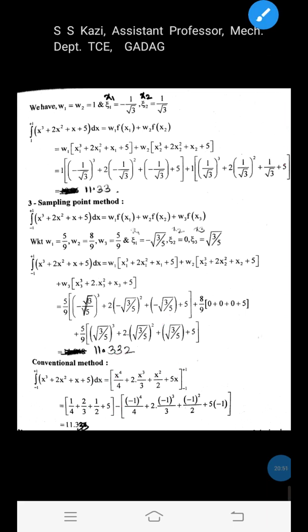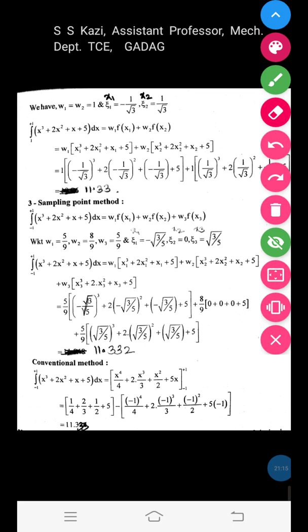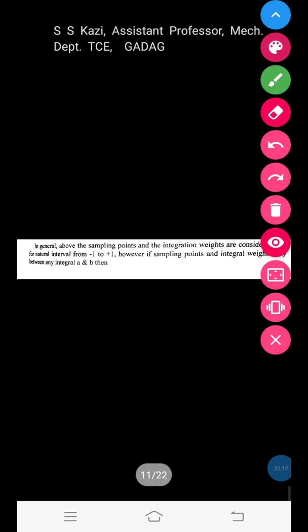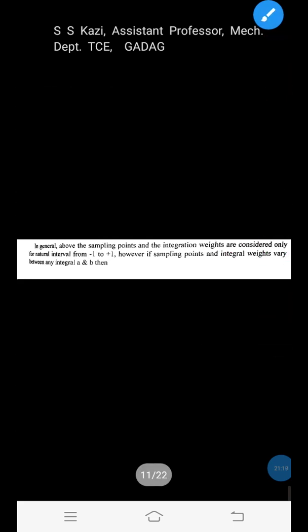If one point is given, just you have to use one weight and one sampling point, w1 and zeta 1 or x1. If a 2-point method is asked, then you use w1 w2 and zeta 1 zeta 2 or x1 x2. And next 3-point method, you use 3 weights, w1 w2 w3 and 3 sampling points, x1 x2 x3, that is zeta 1 zeta 2 zeta 3. Next, this is one of the exercise problems.